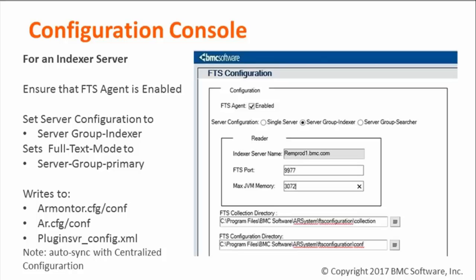If you're using something different than the default of 9977 for the secondary FTS port, you'll want to enter that in the FTS port field. The max JVM memory field defaults to 3 gigabytes, but if you wanted to increase that value, you would do so here. You want to make sure the path to the collection and configuration directories are correct and point to the local server. The path to the FTS and collection directories as well as the full text mode are written to the AR config file. The entry for the secondary FTS Java process along with the entry for the heap settings are written to the AR monitor file. The settings defined for FTS will be found in the centralized configuration once it's completed.